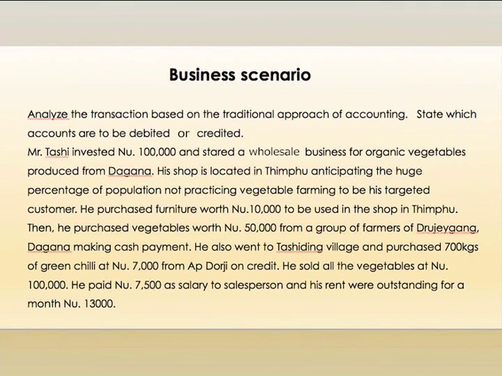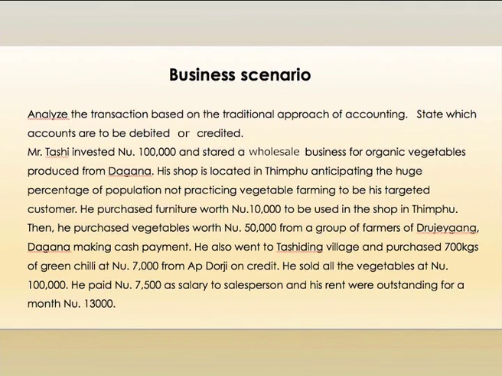Now, in order to understand these rules, let us first discuss one business scenario. Analyze the transaction based on the traditional approach of accounting. State which accounts can be debited and credited. This is the business scenario for you.